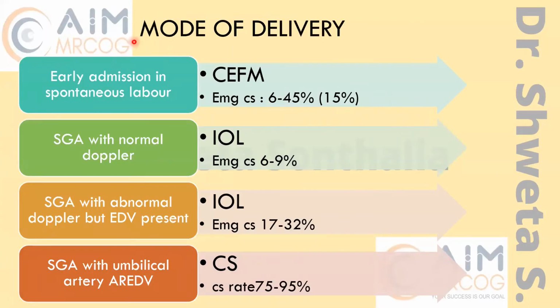Okay, so now if you see the mode of delivery, I already told you in the middle two categories you can do IOL. So with normal Doppler or with abnormal Doppler with EDV present, you can do IOL. And with absent or reverse flow, always CS with steroid. Early admission is also important because you have to do continuous monitoring, because the emergency CS risk is 15%. These percentages I have given you so that you understand that with absent or reverse flow the CS rate is almost 75 to 95%. So no point in trying.